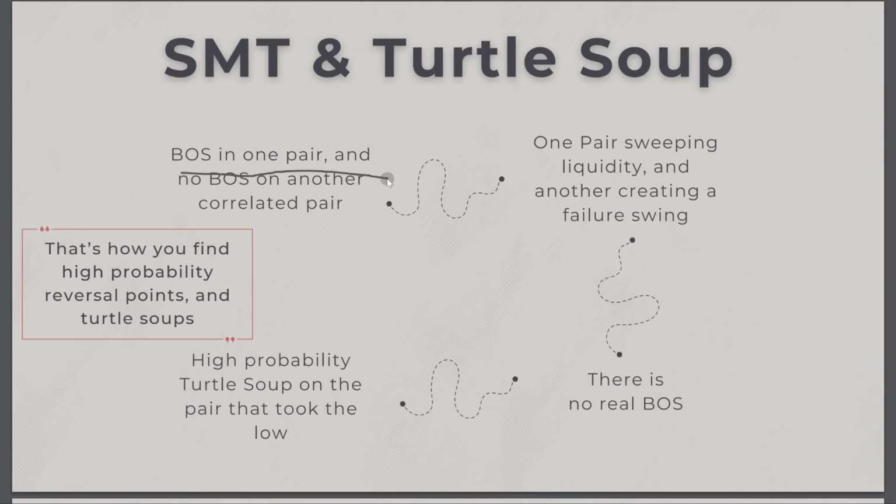So a breaker structure in one pair and no breaker structure on a correlated pair is telling me that one pair is sweeping liquidity and another is creating a failure swing. So that's not a real breaker structure, it's actually a liquidity sweep. The other one did not take that low and created a failure swing. It tells me that there's no real breaker structure, which leads to what? A high probability turtle soup on the pair that took the low. That's how you find high probability turtle soups and high probability reversal points. So if you want to master turtle soups, then you've got to understand SMT the way that I explained.